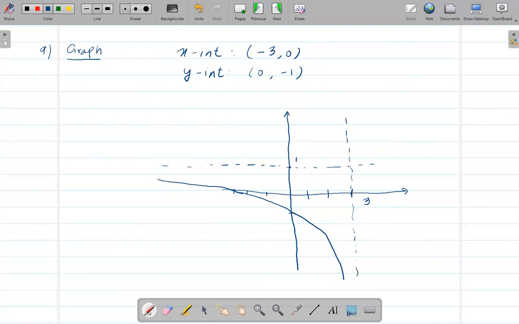So this line is going to approach this asymptote line, but it is never going to touch it. And anything on the right, again, is going to be concave upward, so it will be something like this. So that's how you get the graph. This is the x-intercept, this is the y-intercept, this is concave downward, this is concave upward, and this is a horizontal asymptote, this is a vertical asymptote.